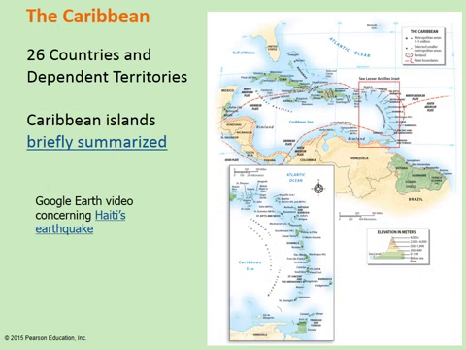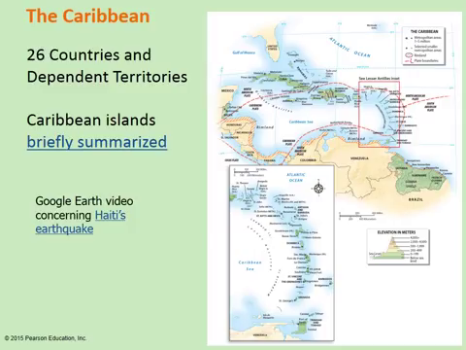Here is the map from page 195 in your textbook, and it helps us see, in general, the Caribbean region. Famous are the islands, and you have the Greater Antilles Islands. There's 4 of them: Cuba and Jamaica, Hispaniola, which is divided between Haiti and the Dominican Republic, and Puerto Rico, which is a commonwealth of the United States.